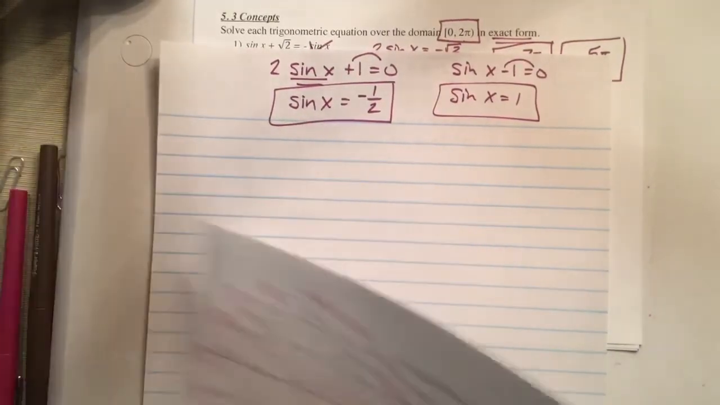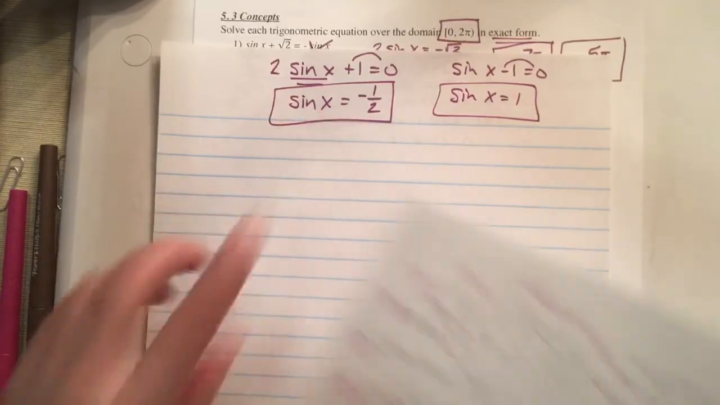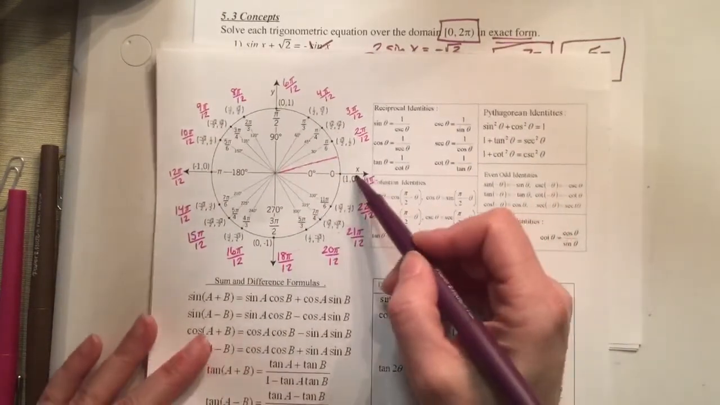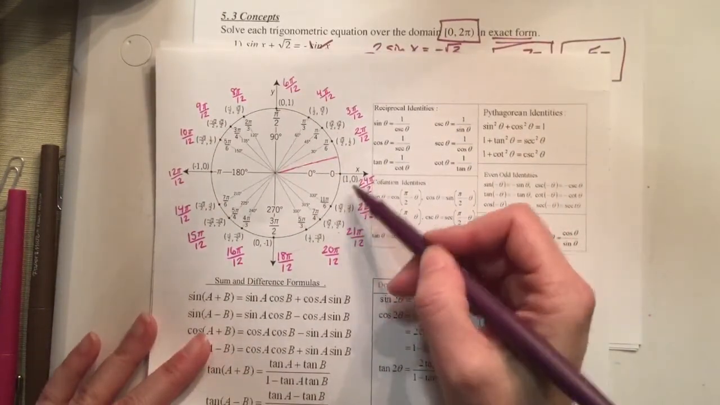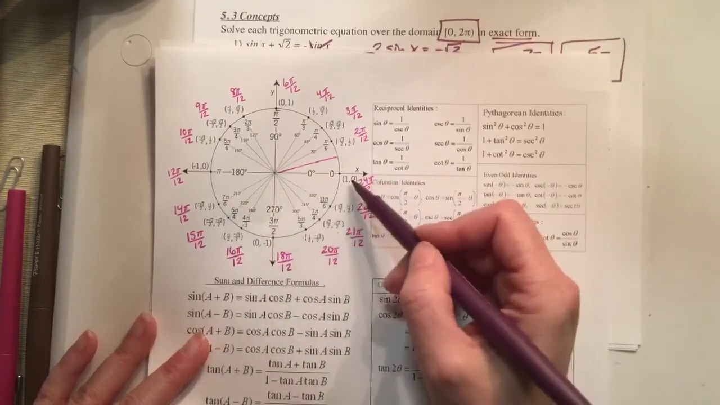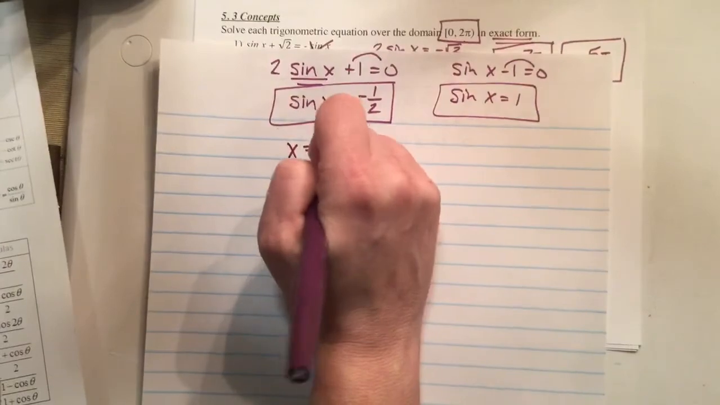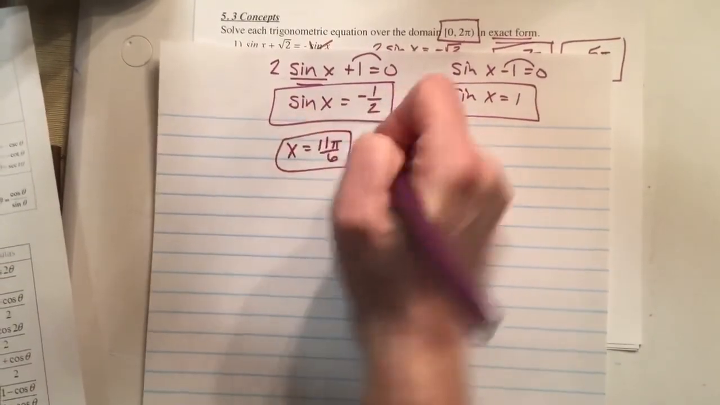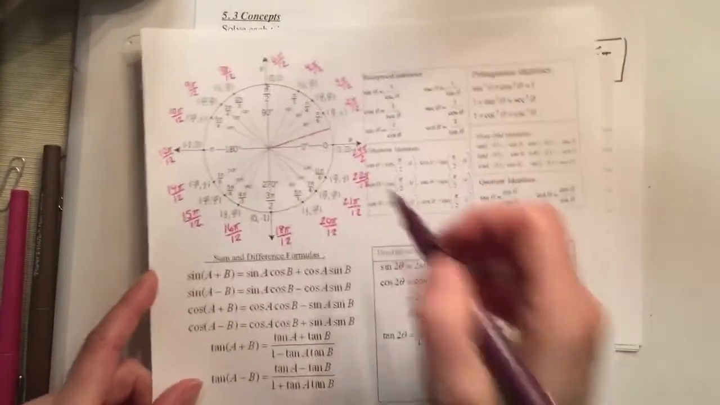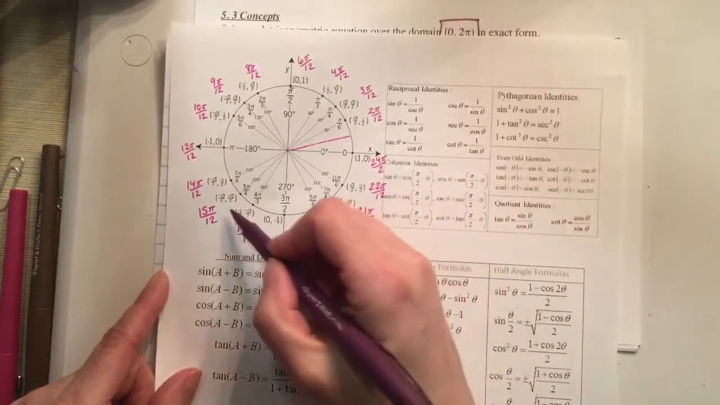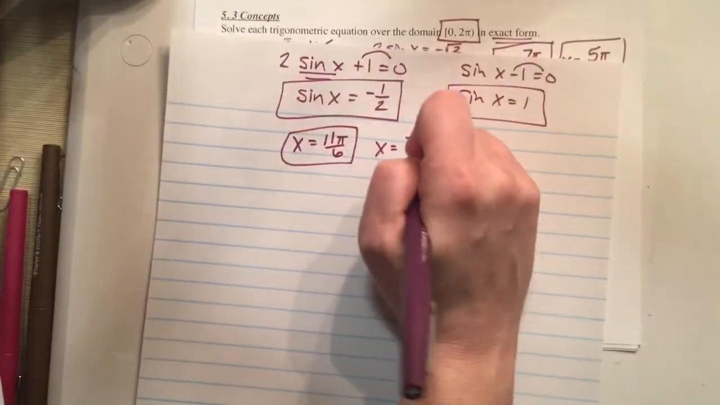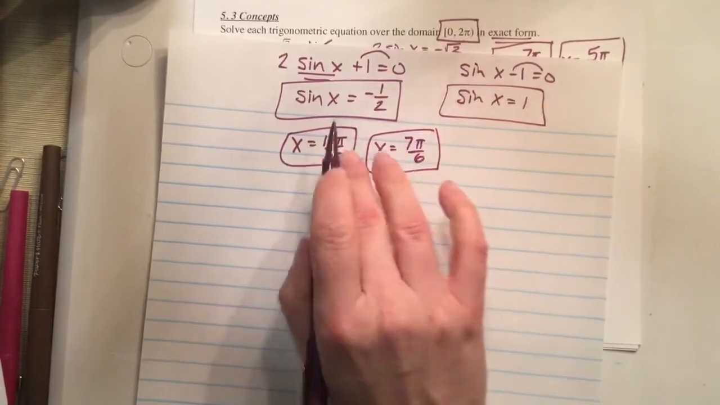So the sine is the y value. Where is my y value negative 1/2? Well, if I'm looking for a negative, that means I'm going down below the x-axis. Negative 1/2 is at 11 pi over 6. So I have 11 pi over 6. There's an answer. Negative 1/2 in the y location: 7 pi over 6. Okay, there are my solutions.